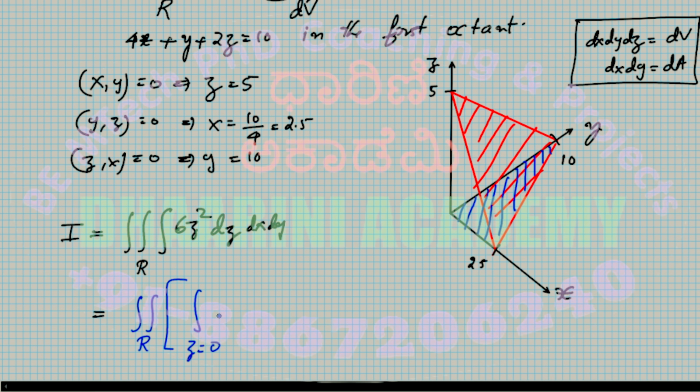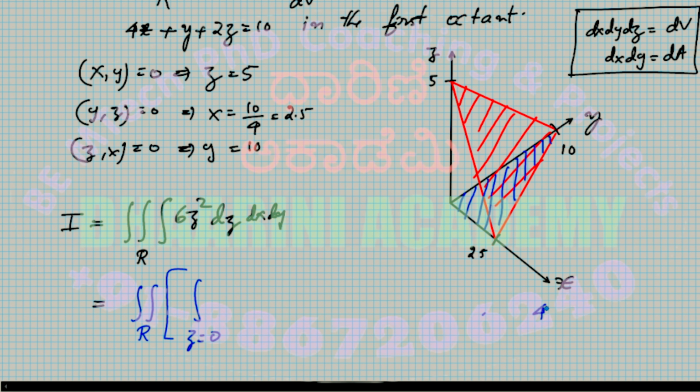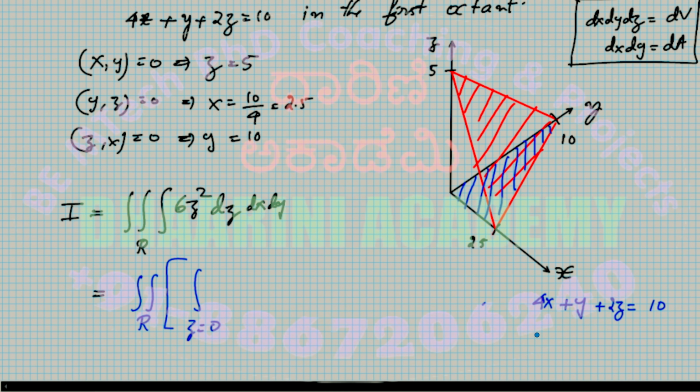So z is equal to 0. What is the maximum value of z? I need to decide. Okay, so I'll do the calculation over here. They mentioned that this is 4x plus y plus 2z equal to 10. So what is the value of z? Can you calculate? Z is equal to, there is 2, so it becomes 1 by 2 into 10 minus y minus 4x. Are you okay? I calculated z from the given equation.